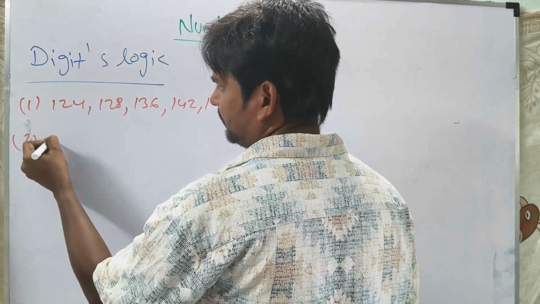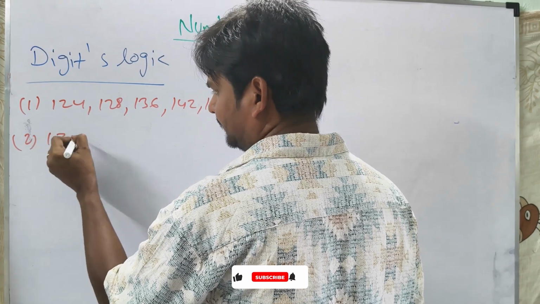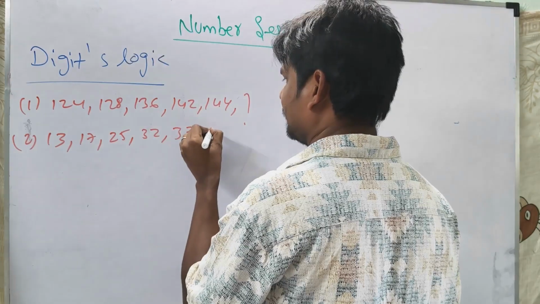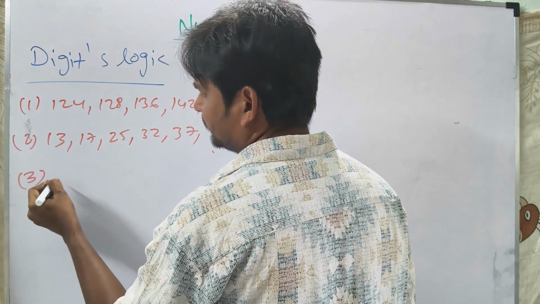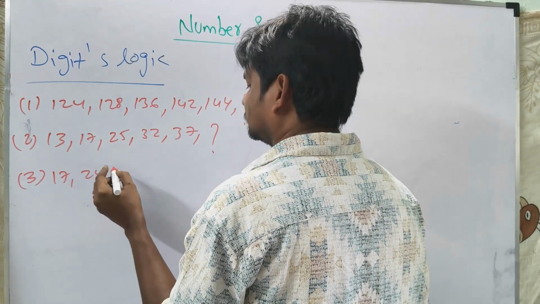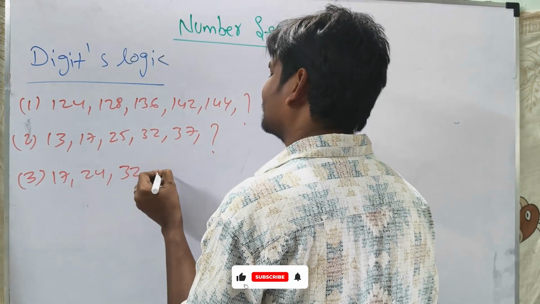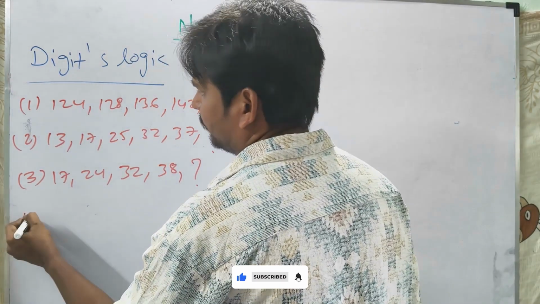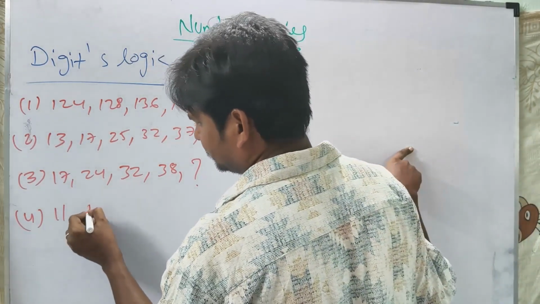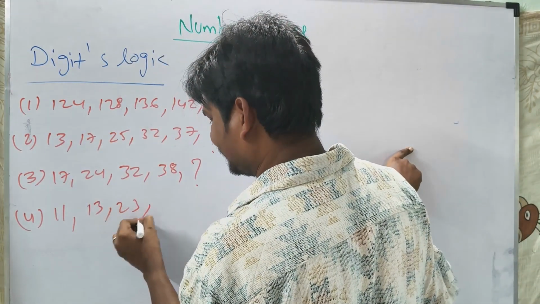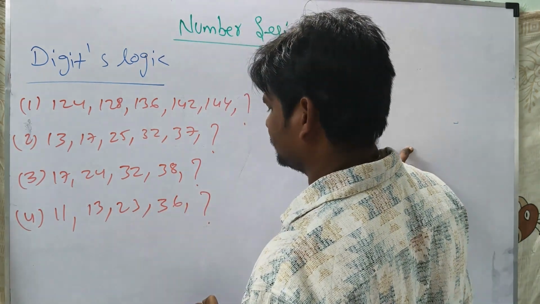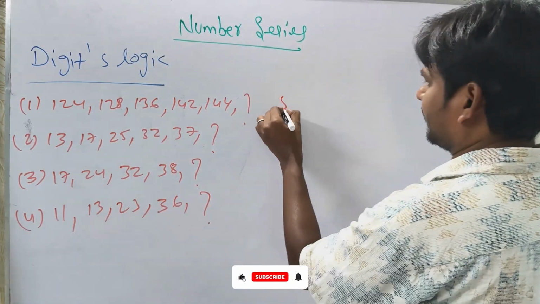Next question. So they may give like this also. 13, 17, 25, 32, 37, what next? Next, third question, they may give like this. 17, 24, 32, 38, what next? Now fourth question, 11, 13, 23, 36, what next? So like this, one more question I am writing here.